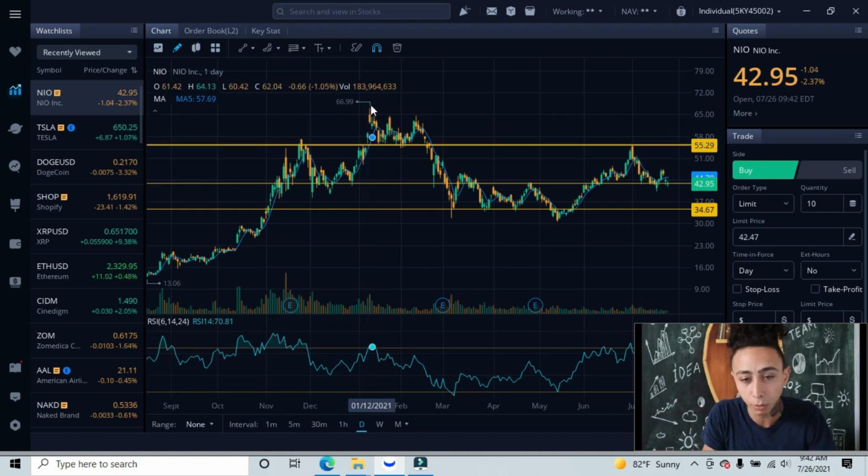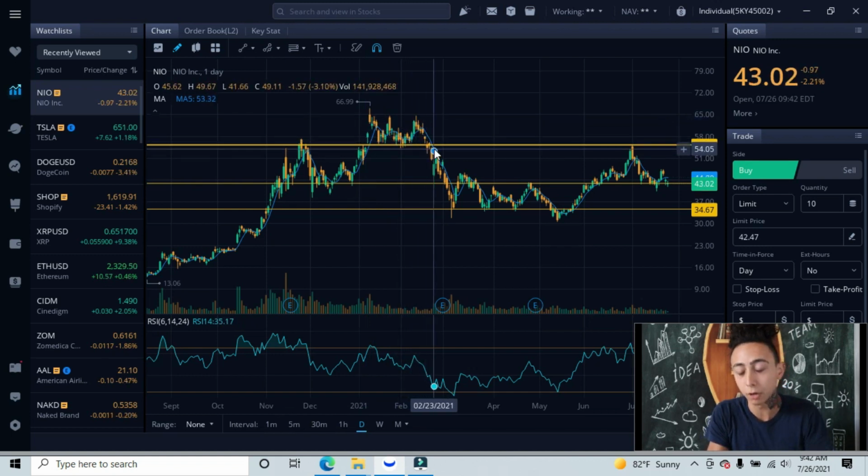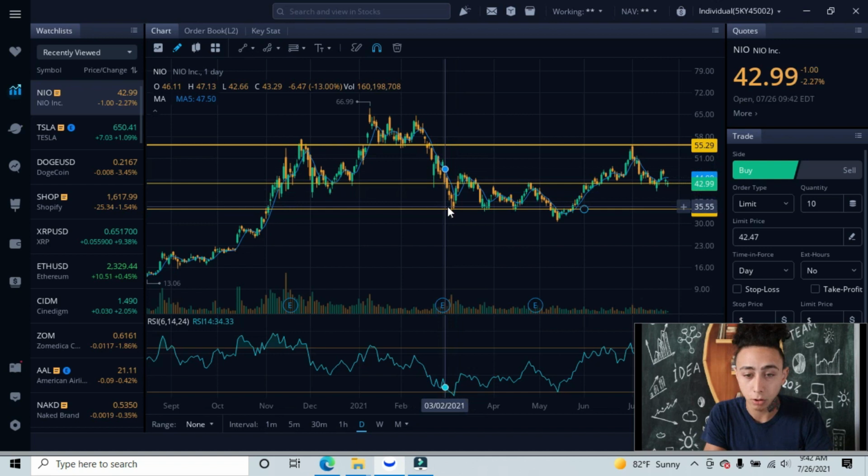So you can see we broke above that, came up, came down, bounced off this area, bounced again multiple times over here until we came back underneath and started working as resistance again. And you can see what happened when we retested. We failed, pushed us all the way down to our lower level of support at the $34 area.